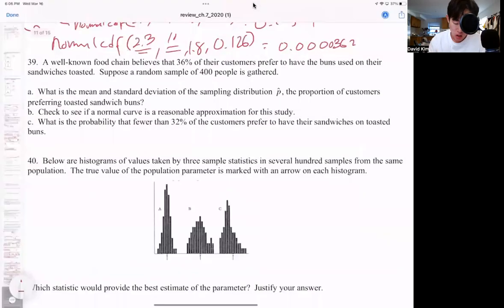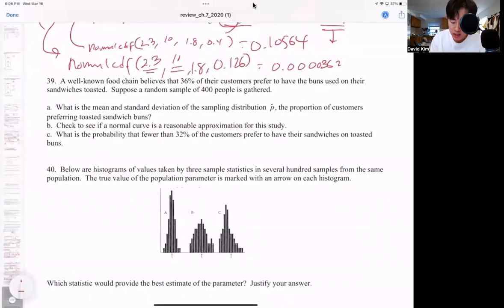39. A well-known food chain believes that 36% of their customers prefer to have the buns used on their sandwiches toasted. Suppose a random sample of 400 is gathered. So n is 400 and the probability is 36%. What is the mean and the standard deviation? So the mean of the proportion would be 36% or 0.36.